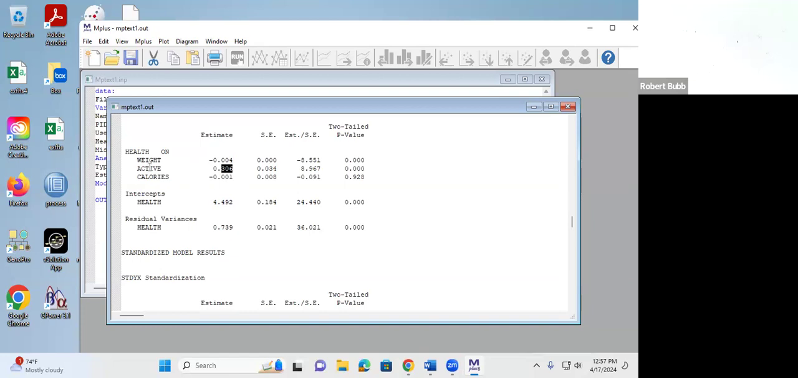Just remember, it wouldn't say for every one increase, because there is only one increase. You only go from 0 to 1. So it's just the difference in the mean. All you really need to say here is that those who report as being active, the mean health is 0.306 higher than those who are not active. That would work, I think.